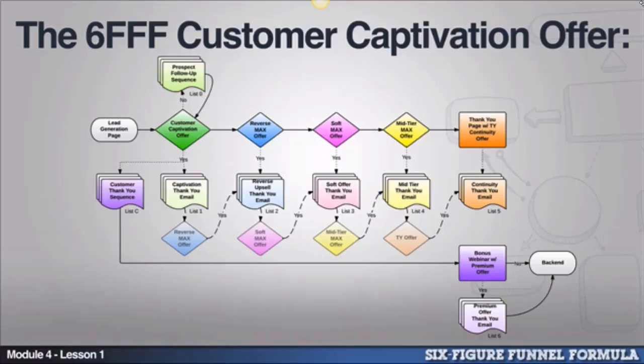In this lesson, we're going to talk about the elements of the six-figure funnel formula customer captivation offer. Now, taking a peek at our funnel diagram, you can see that the customer captivation offer is the second page in your funnel. This is the page, as we've already covered, that prospects come to after they enter their information into your lead magnet offer page. So this is the second page in your funnel.